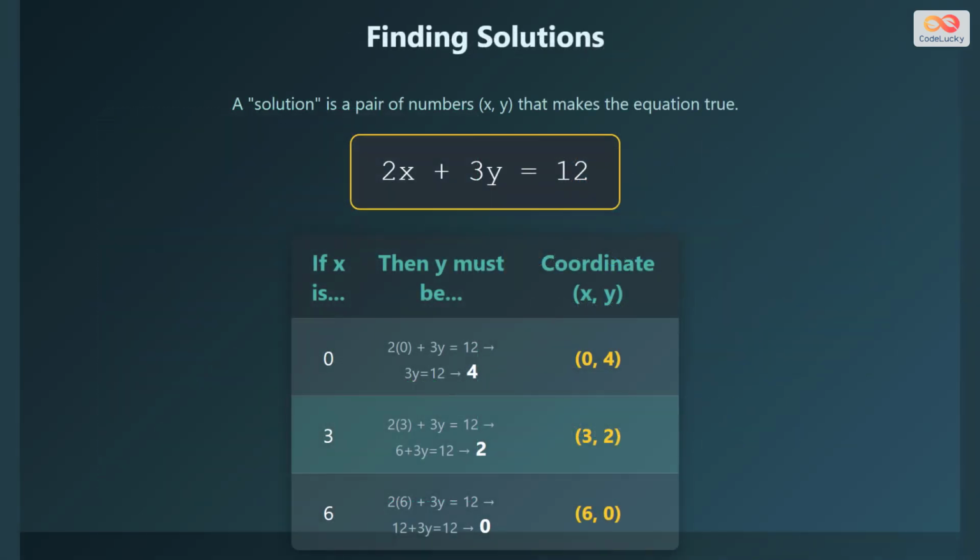A solution to this equation isn't just one number. It is a pair of numbers, x and y. If you buy 0 apples, you can afford 4 oranges. If you buy 3 apples, you can afford 2 oranges. And if you buy 6 apples, you have no money left for oranges. These pairs, (0, 4), (3, 2), and (6, 0), are our solutions.